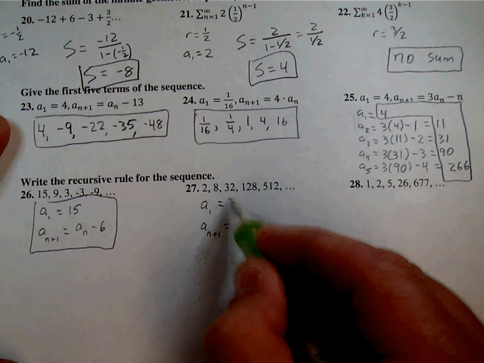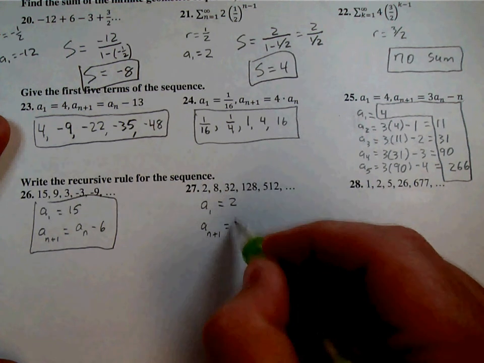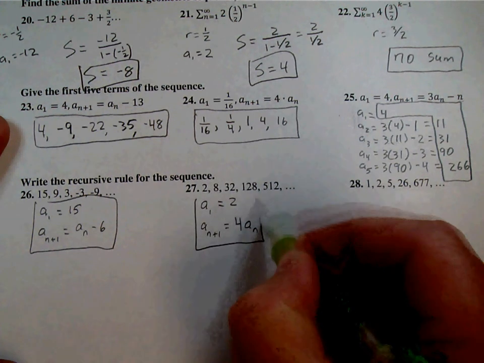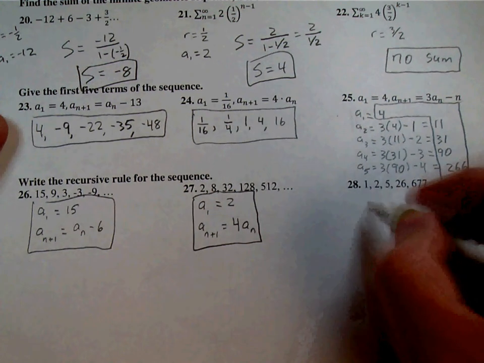Number 27, the first term is 2. Write it down. Looks like I'm just multiplying by 4, so that would be 4 times a sub n. So real tough ones to start off. 28's a little trickier.